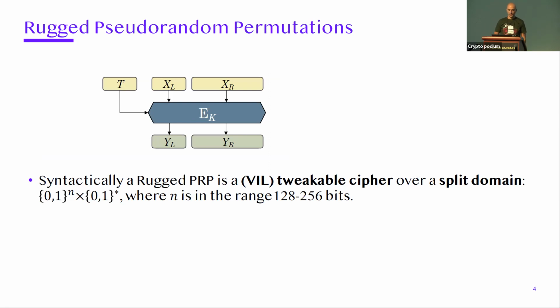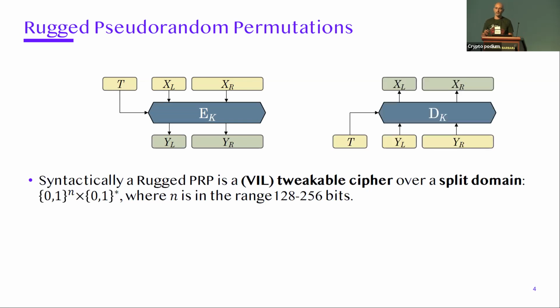A tweakable cipher consists of two algorithms, enciphering and deciphering. Enciphering takes a tweak and a pair of inputs XL and XR and returns a pair of outputs YL and YR. For every tweak value, this algorithm defines a distinct permutation. The deciphering algorithm simply inverts this mapping.